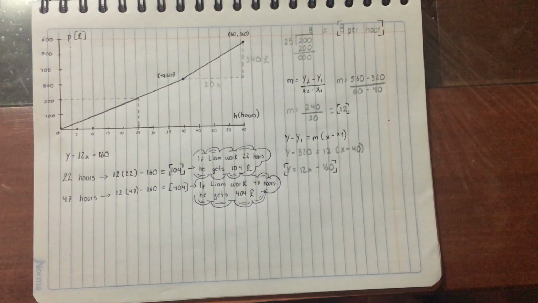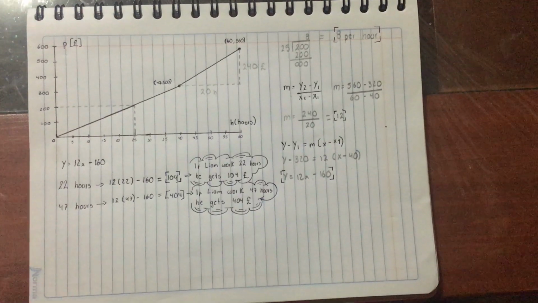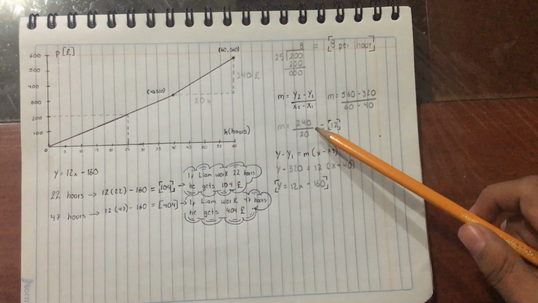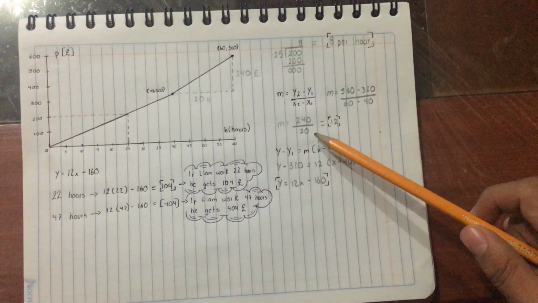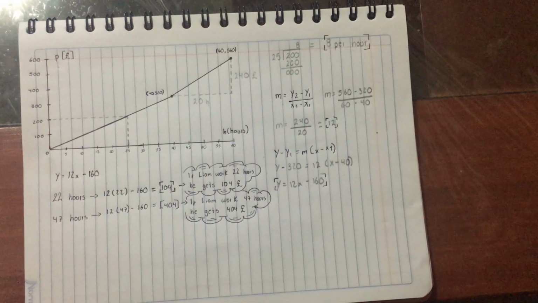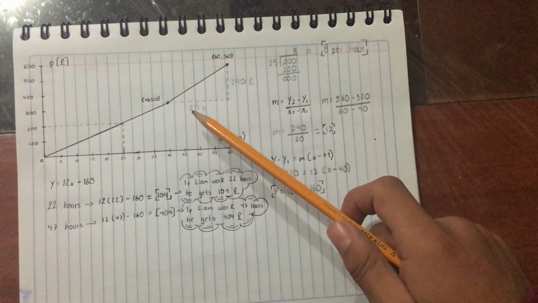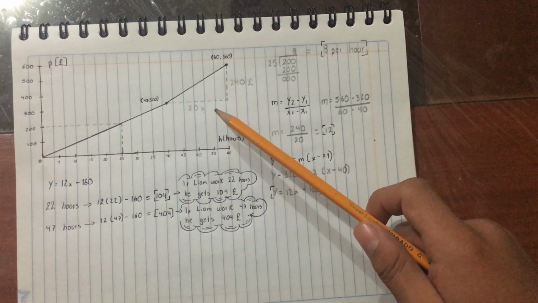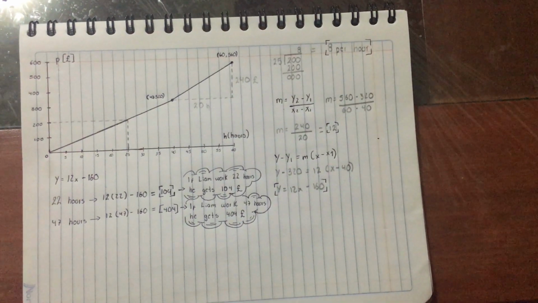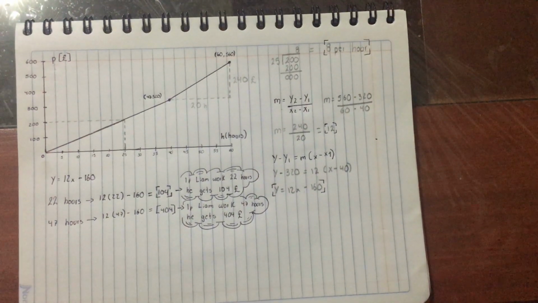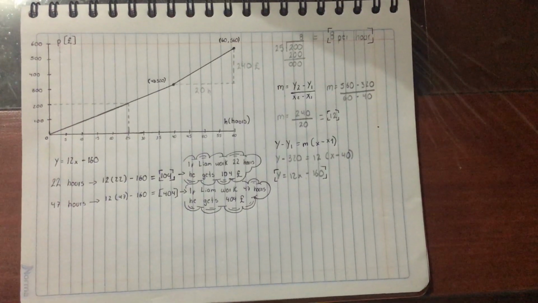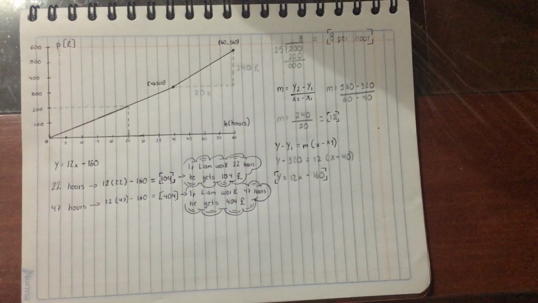The value of the slope is 240 divided by 20 equals 12, which means that every 20 hours that Liam works he obtains $240.